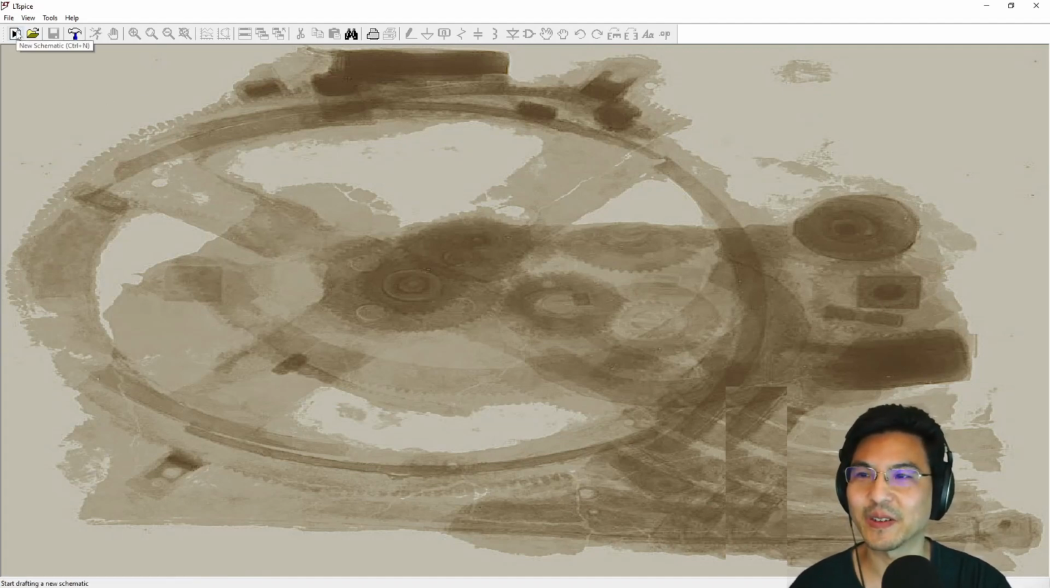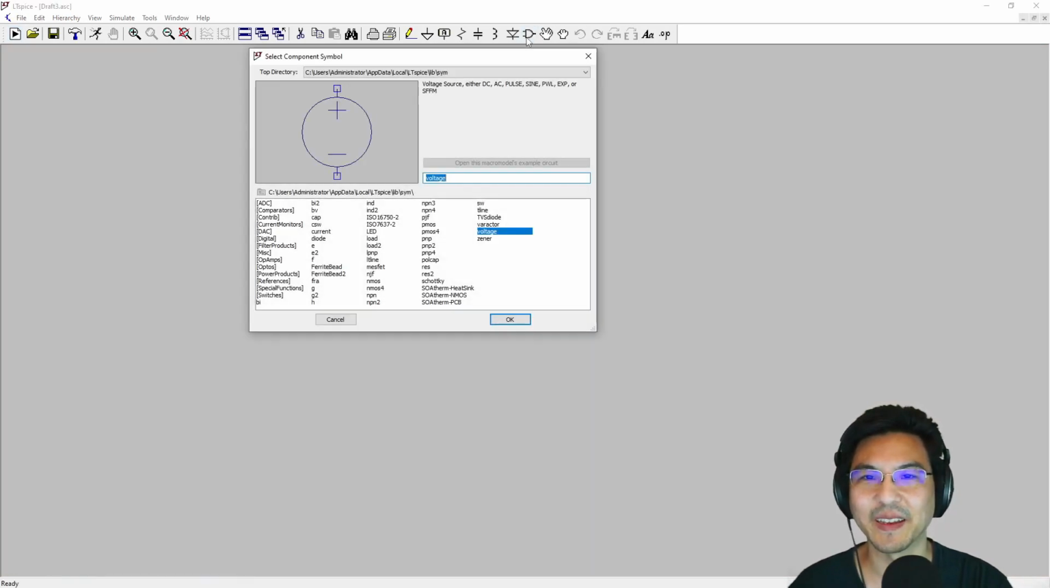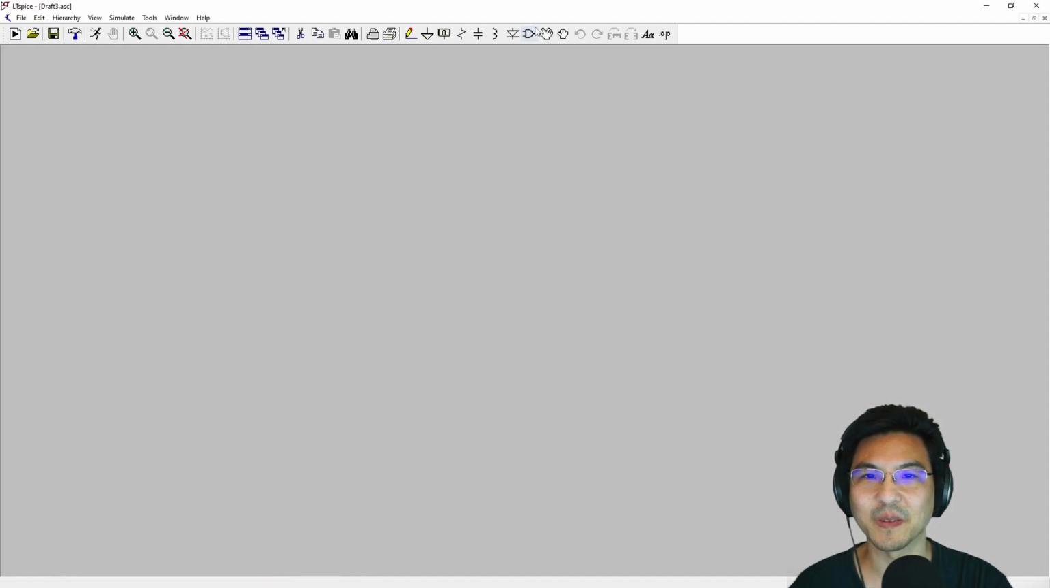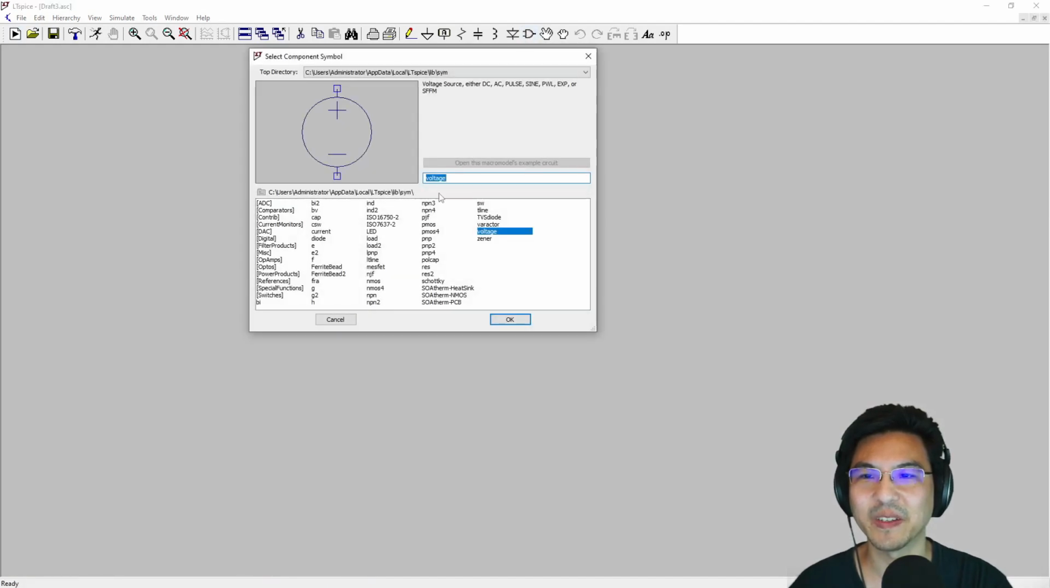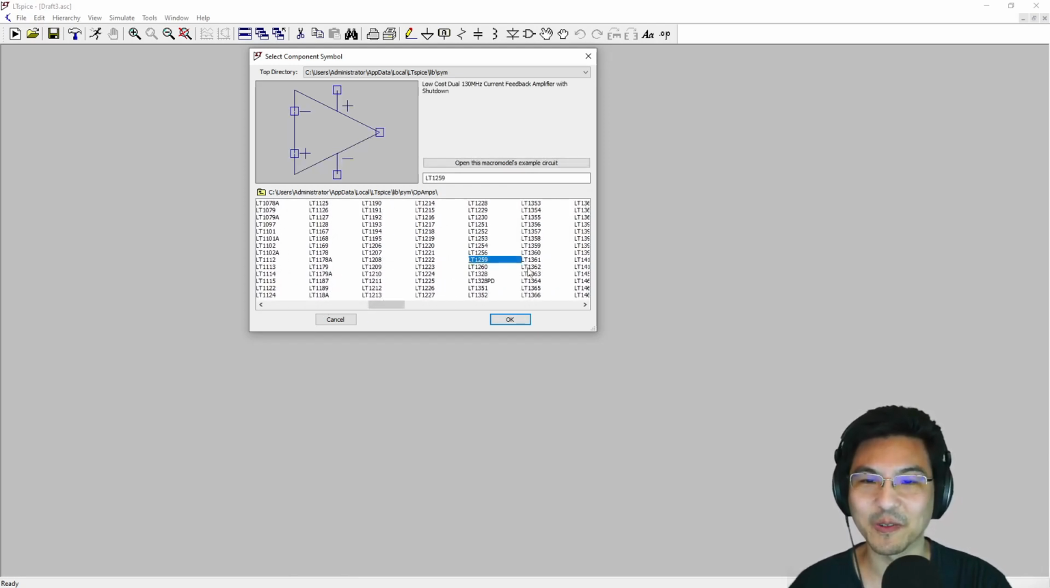So let's start a new file here. I'm going to add an op amp. So right here, add a component. There's a group here called op amps. I'm just going to click that and look, there's tons of them by different manufacturers. These are all models of actual products.